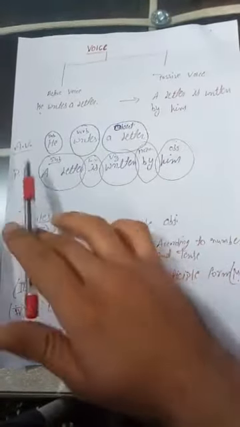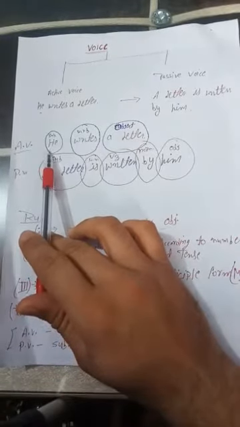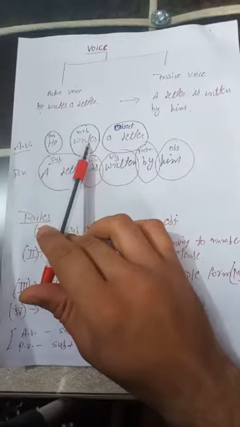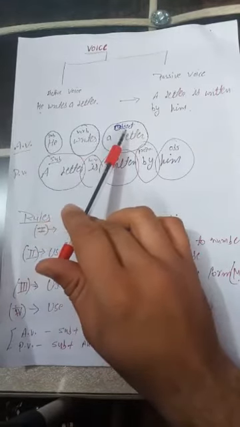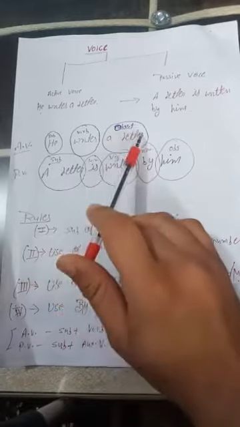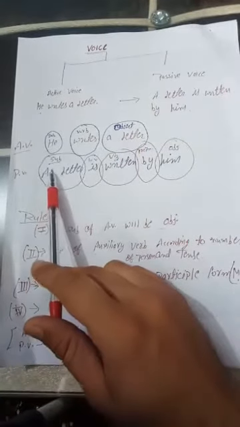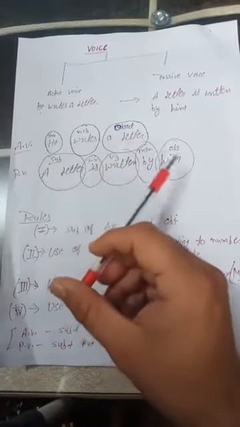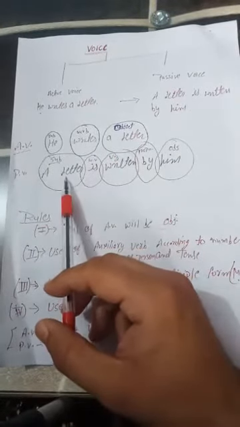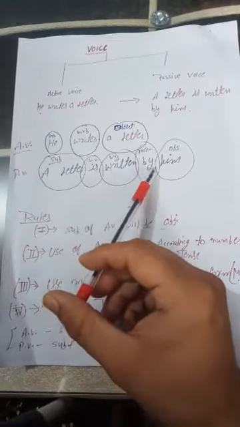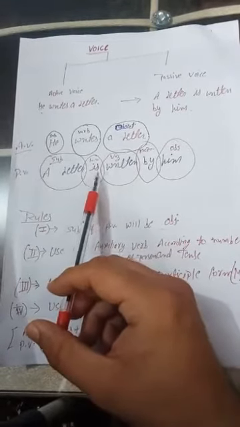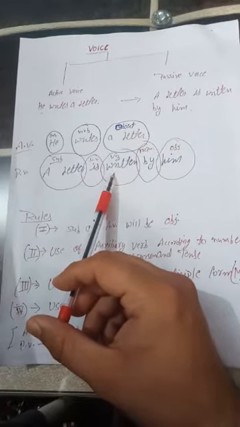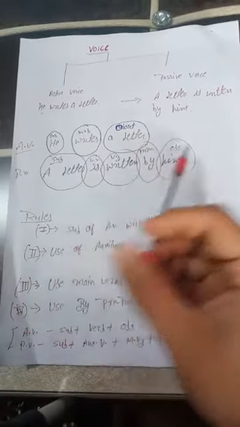Okay, now take an example in active voice. He writes a letter, where he is the subject, writes is the verb, a letter is the object. When we make this into passive voice, we will interchange the subject into object and object into subject. A letter is written by him, where is is the helping verb, and we will always use the verb's third form in the passive voice and the preposition by.